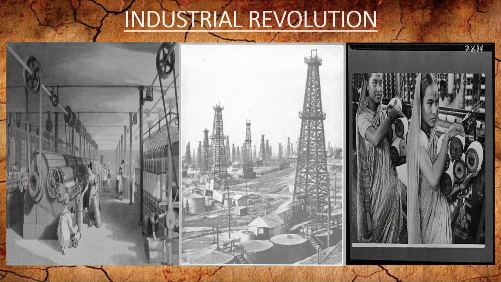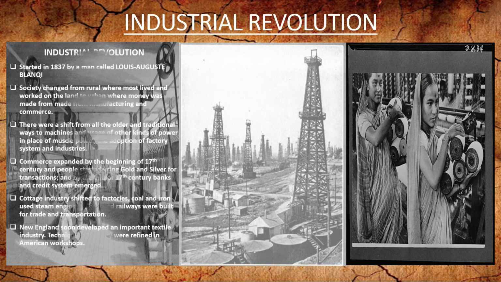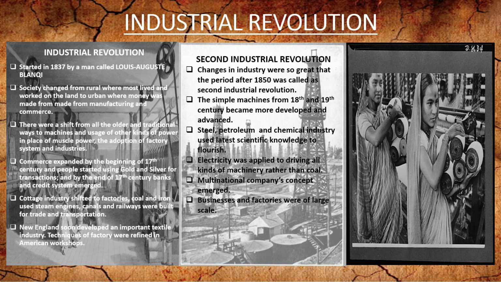The Industrial Revolution started in 1837. Society changed from rural, where most of them lived and worked on the land, to urban, where money was made from manufacturing and commerce. The Second Industrial Revolution. Its changes in industry were so great that the period after 1850 was called the Second Industrial Revolution.